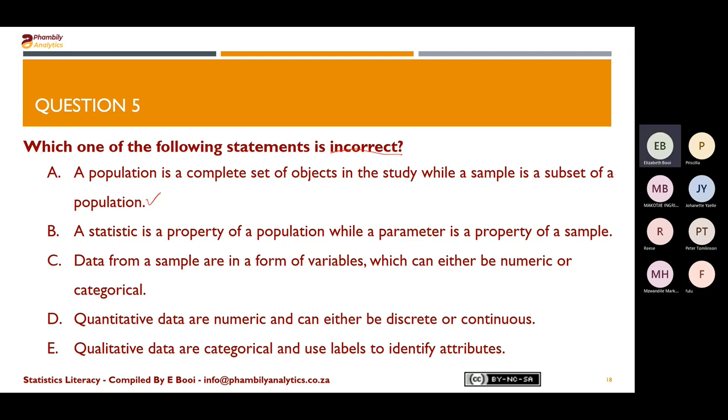A statistic is a property of a population, while a parameter is a property of a sample. We know that population goes with parameter, sample goes with statistic. So therefore, the incorrect one is B, while all the other statements are correct.